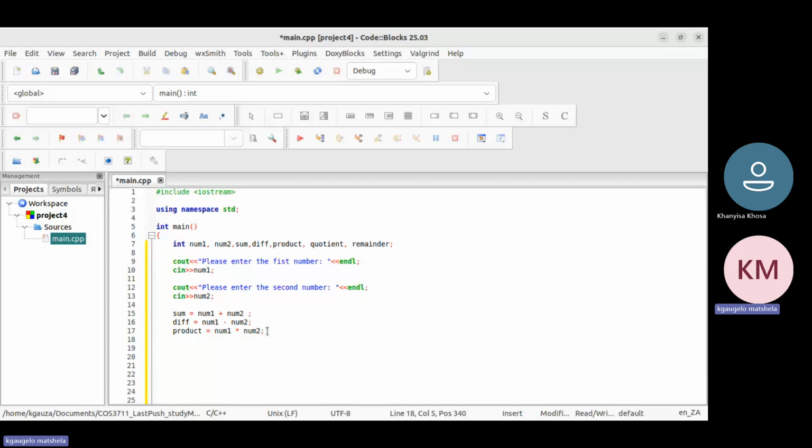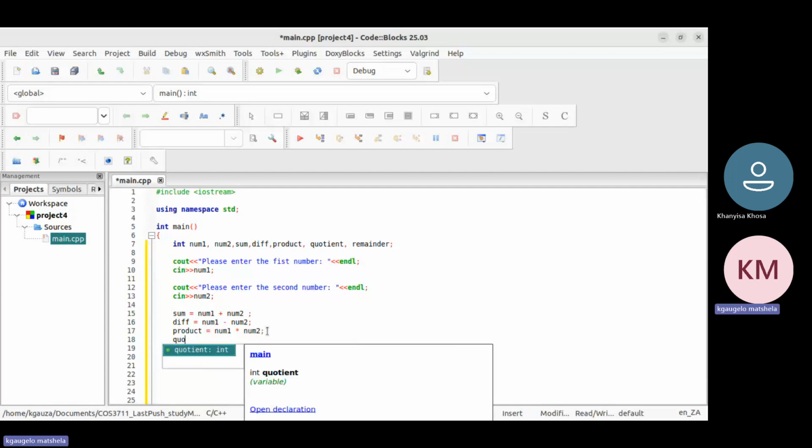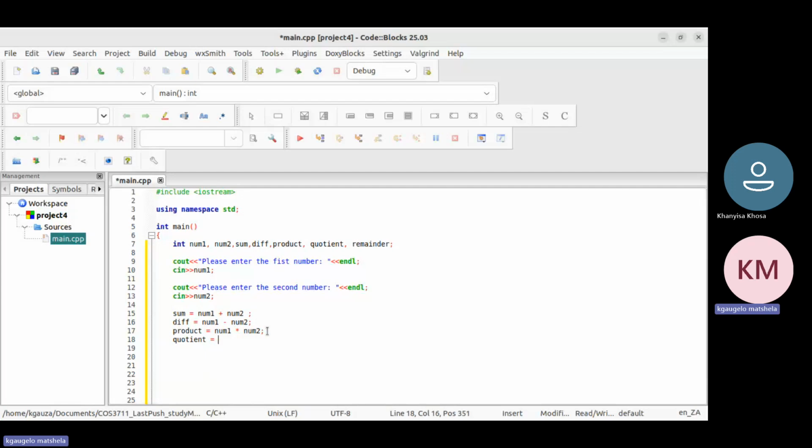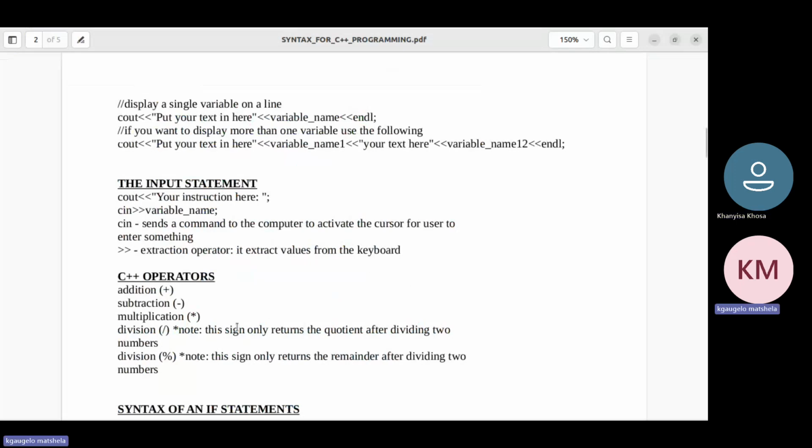Okay, so now quotient. With the quotient, you also have to be aware there. It's gonna take up the number before a comma. All those numbers before a comma, they are representing what? A quotient. You get me?